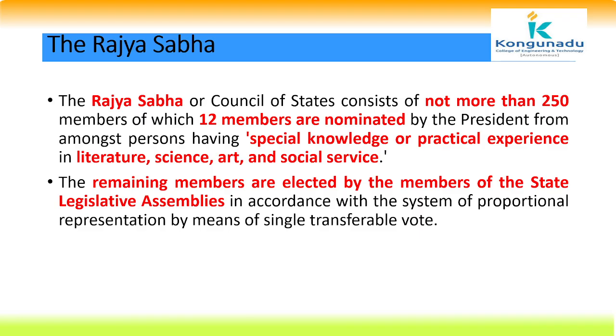It is a permanent body and is never dissolved, but one third of the members retire every 2 years. The maximum strength is 250 members, of which 238 are elected by the MLAs, the state legislatures, and 12 are nominated by the President based on art, literature, science, sports, etc. These members are elected for 6 years. The Vice President of India is the chairman of the Rajya Sabha.